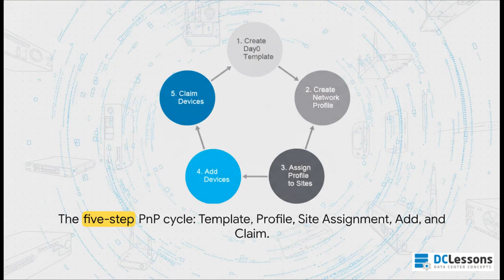This slide here visualizes the PNP process as a simple, repeatable cycle. It's beautiful. You create a template, you use that to build a network profile, you assign that profile to a site, add your physical devices into the system, and finally, you claim them. This becomes your core loop for super fast, consistent, and automated onboarding.